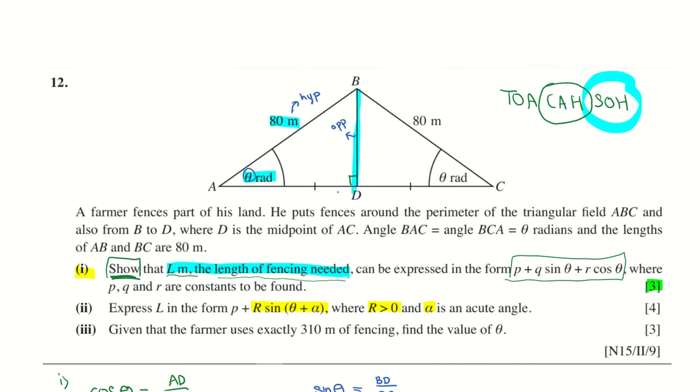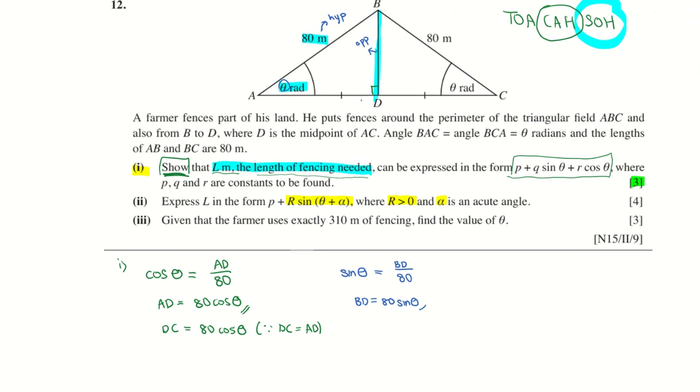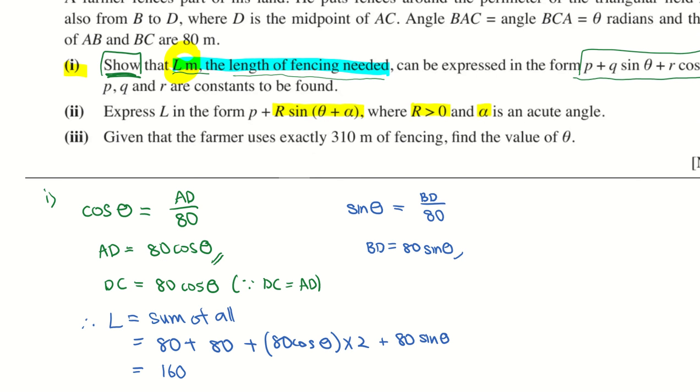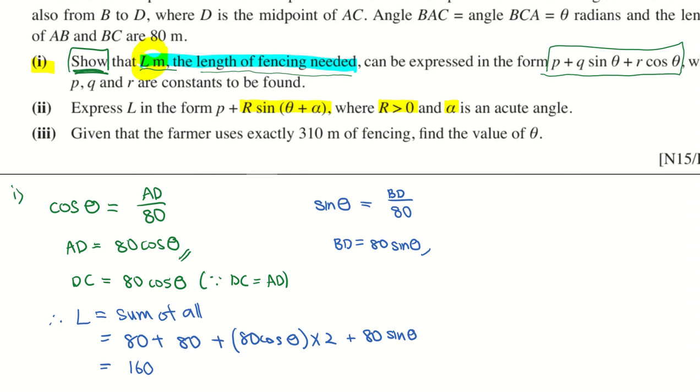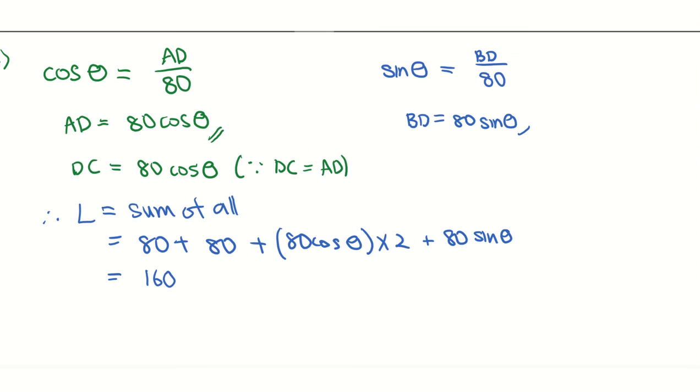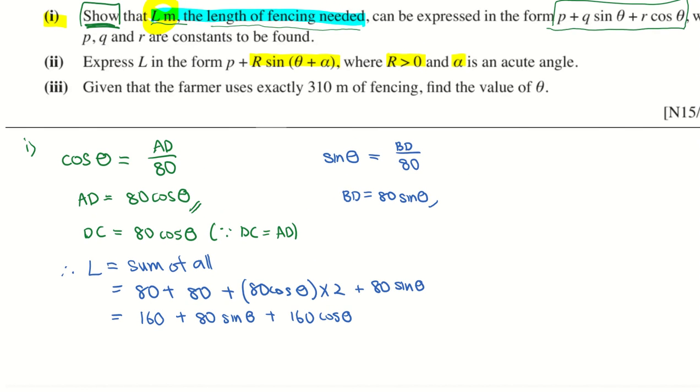Now just sum it up together. I can find the total length. They want you to write P plus Q sine theta plus R cosine theta. So I follow the method: 80 sine theta plus 160 cosine theta. If you compare to the question, my P is 160, my Q is 80, my R is 80.